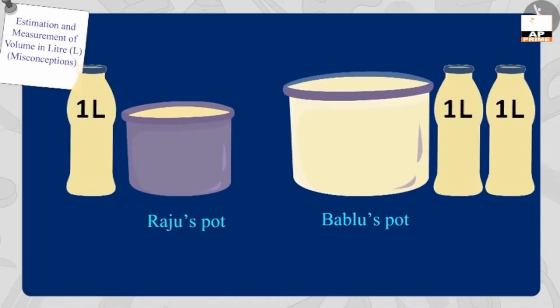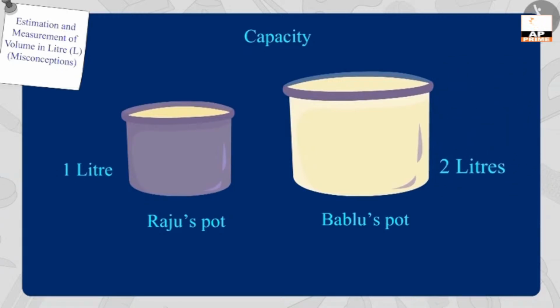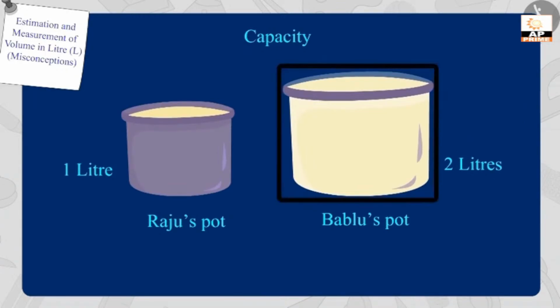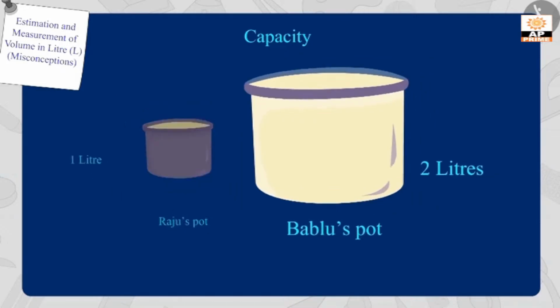Children, can you now tell whose pot's capacity is more? Raju's pot has a capacity of 1 liter and Bablu's pot has a capacity of 2 liters. So the capacity of Bablu's pot is more than the capacity of Raju's pot.